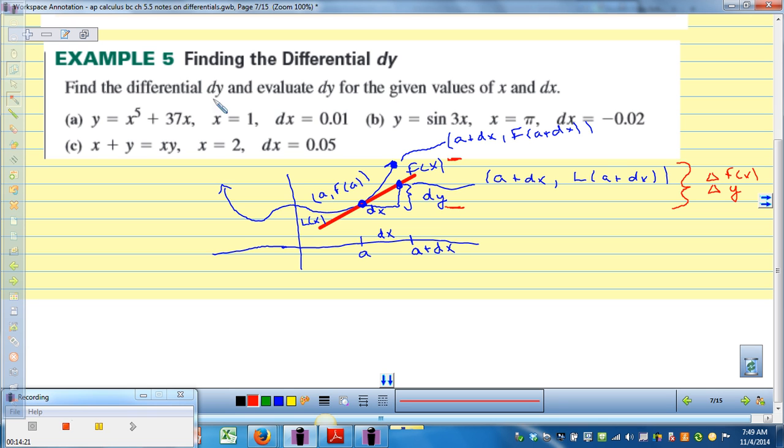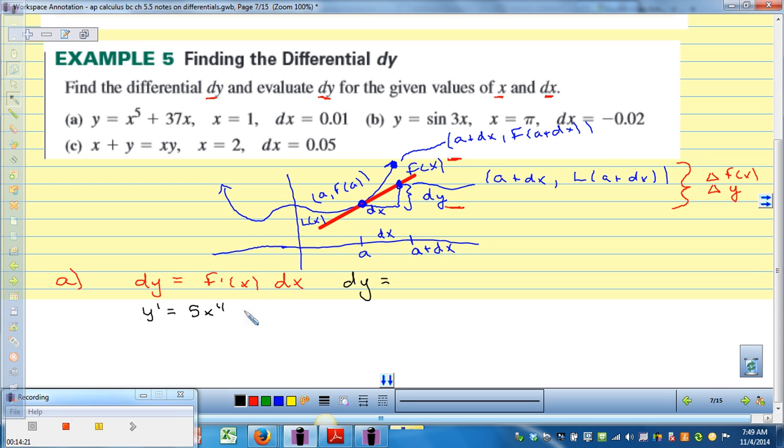So let's try a few examples. It says to find the differential dy and evaluate dy for the given values of x and dx. So we are going to be finding this dy, this difference in y on the tangent line, given that our dx is this value and we're at that x value. So we said that dy is always equal to f prime of x times dx. All right. So given what we have here, dy will equal, what is f prime? So what's y prime in this case?